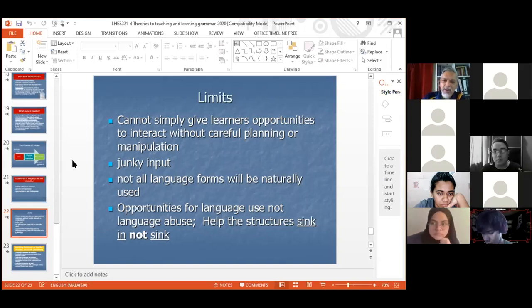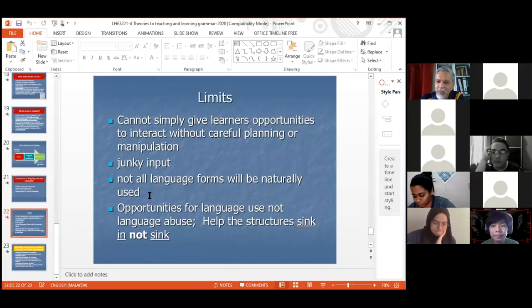Okay, and not all language forms will be naturally used, so you have to be careful. Okay, and you have to be innovative again. For example, if you want to teach conditionals, if, yeah, what kind of a lesson or activity or task would you come up with where they will use the word if? Okay, so you'll have to think about that. Maybe they won't use the word if, they'll use something else. So you have to think of how to get them to actually use it. Okay? So this is again a challenge.